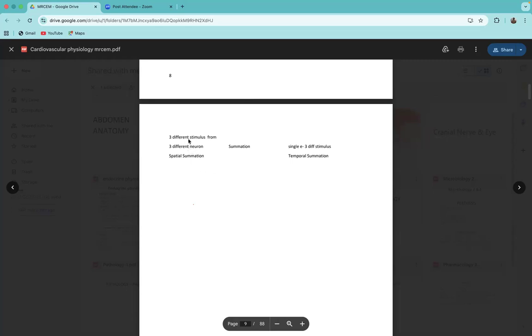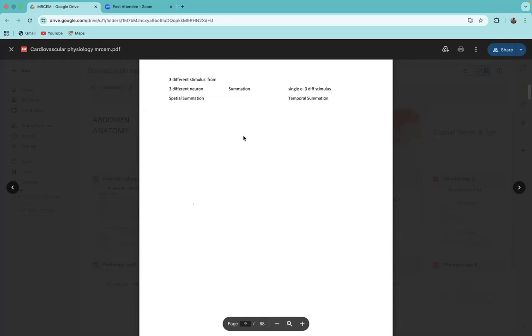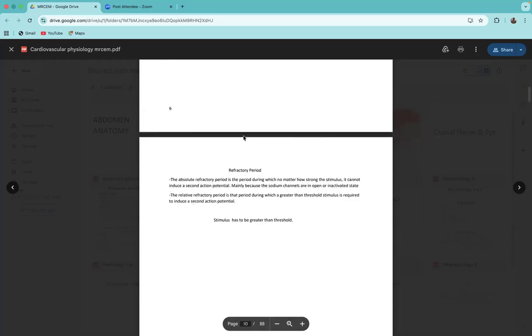Basically, three different stimuli from three different neurons, or spatial stimulation, are all summated and cause a single stimulus, which is known as temporal summation. So temporal summation is important for our exams, but not that important. You should know about the concept, but yeah, I think we can move forward.